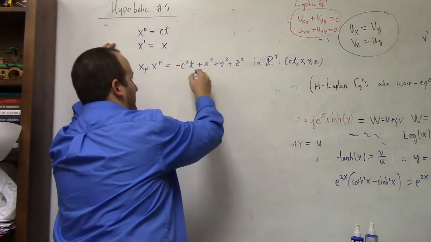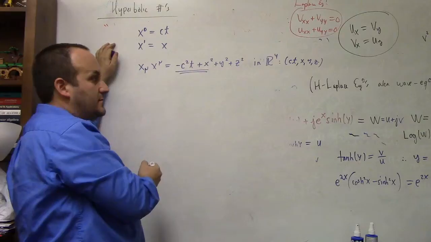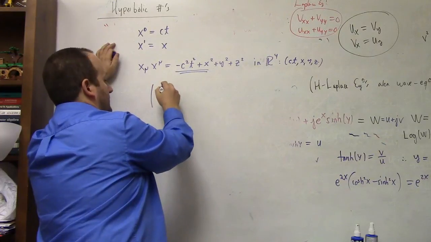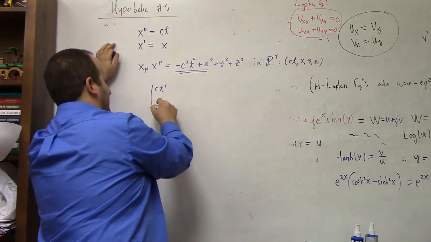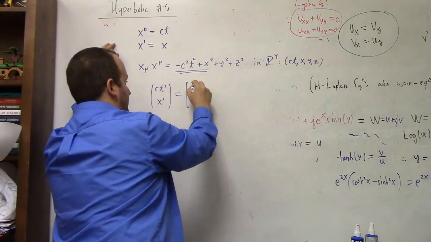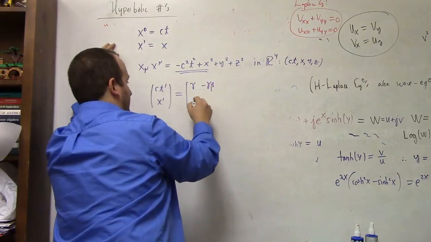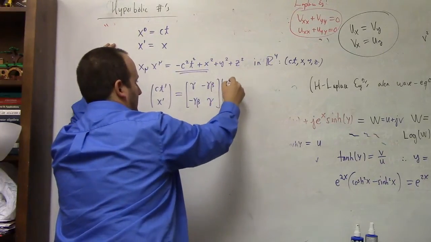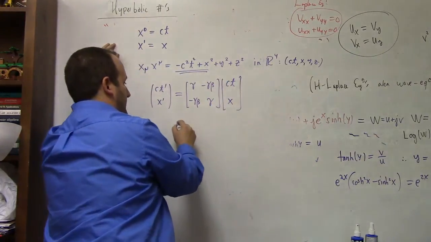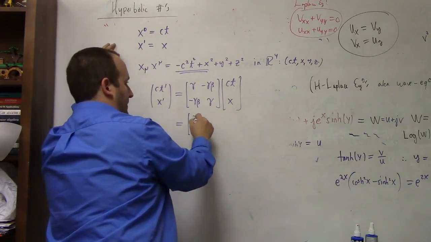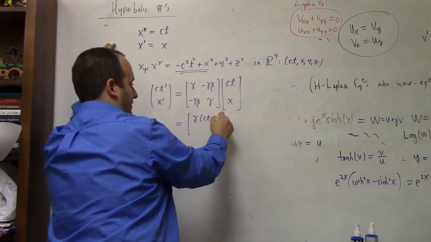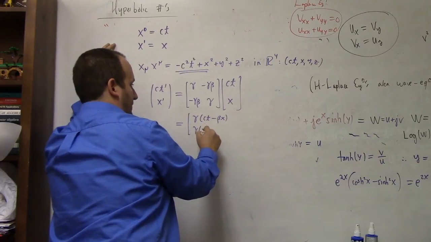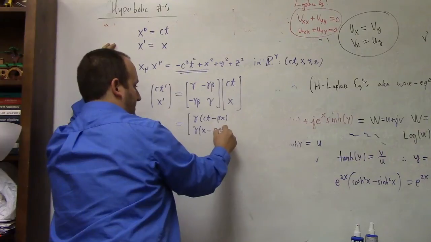Let's just focus on space-time. Do you want the t squared? Yes, it's supposed to be t squared, thank you. So if we look at ct prime, x prime, that's going to be equal to something like this: gamma, minus gamma beta, minus gamma beta, gamma, times ct, x. That gives you gamma times ct minus beta x, and gamma times x minus beta ct.